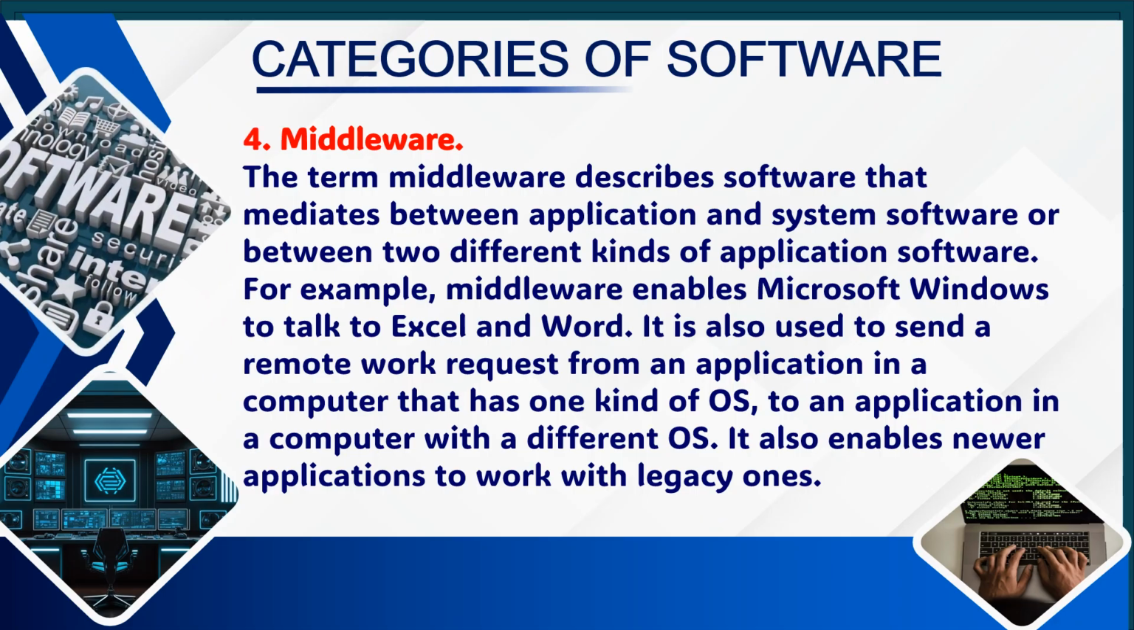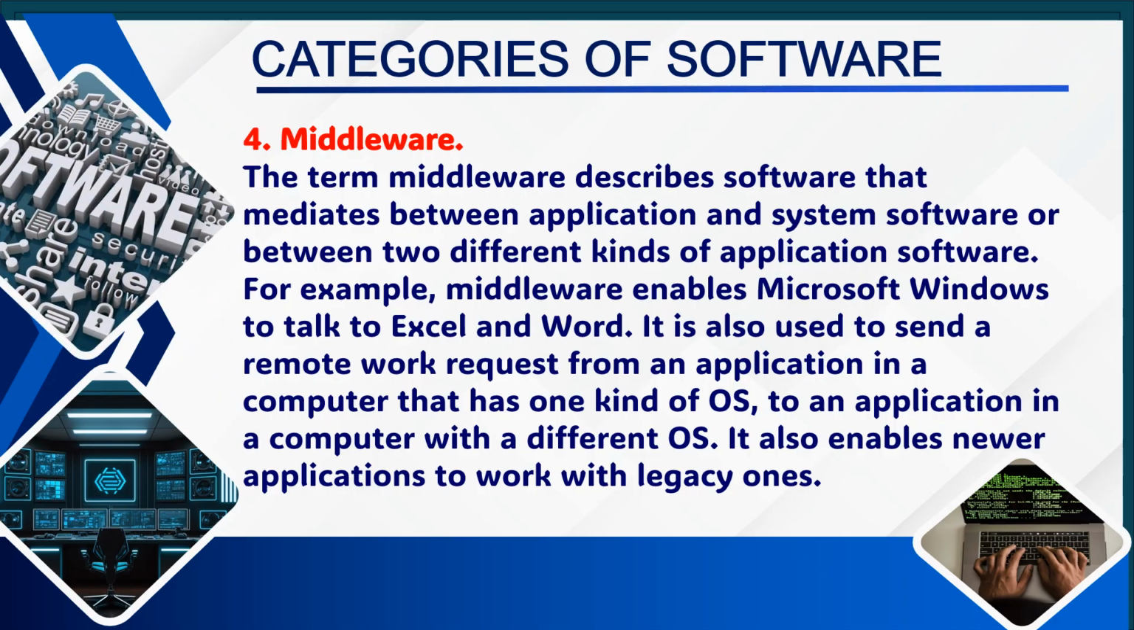Number 4. Middleware. The term middleware describes software that mediates between application and system software or between two different kinds of application software. For example, middleware enables Microsoft Windows to talk to Excel and Word. It is also used to send a remote work request from an application in a computer that has one kind of OS to an application in a computer with a different OS. It also enables newer applications to work with legacy ones.